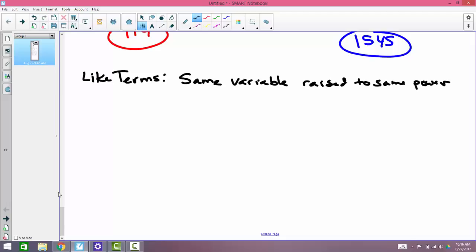That you basically combine them. So if you had something like 4x plus 3x, those are like terms, same letter, same power. There's no power up here. So 4x plus 3x means you have 7 x's.